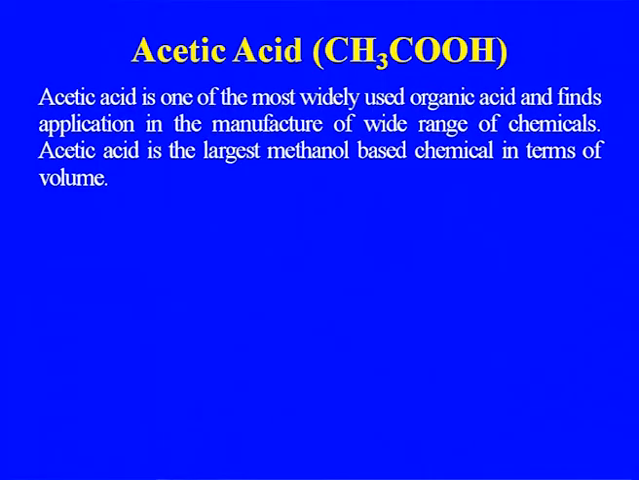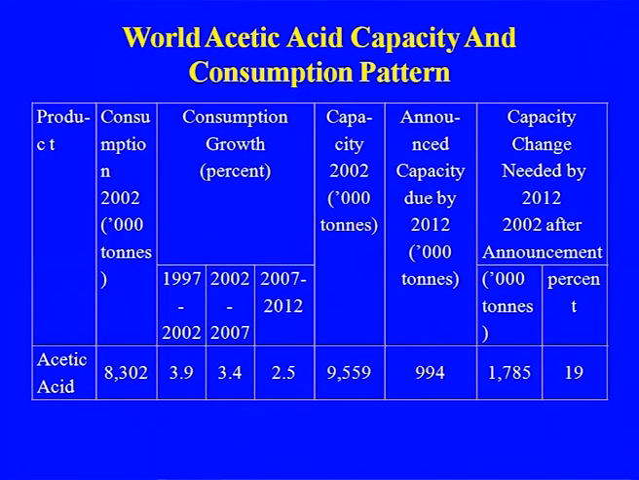Another important outlet for the synthesis gas is acetic acid, which is one of the most widely used organic acids and finds application in the manufacture of a wide range of chemicals. Acetic acid is the largest methanol based chemical in terms of volume, because we make acetic acid either from the methanol route, or from the ethanol route also. So, these are the consumption and the global consumption growth of the acetic acid.